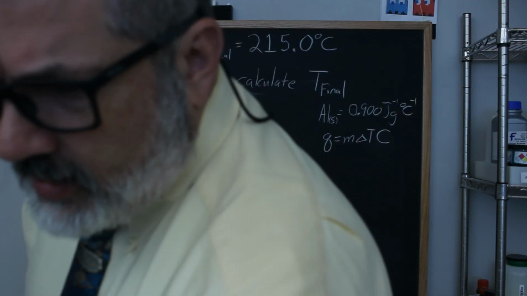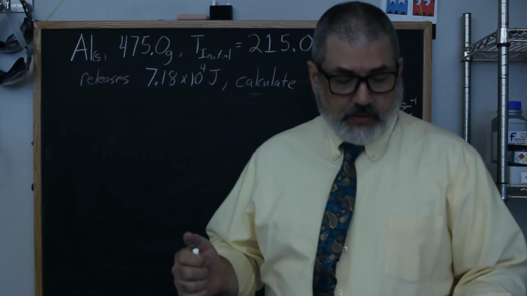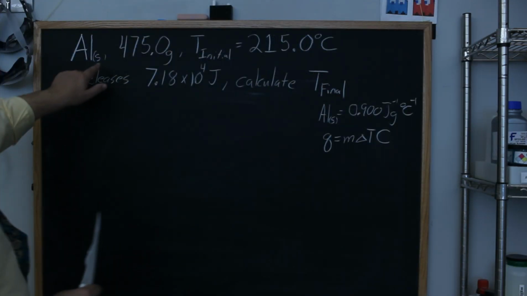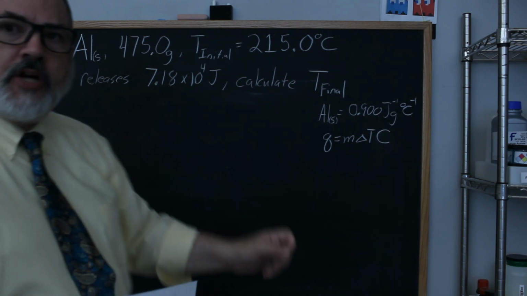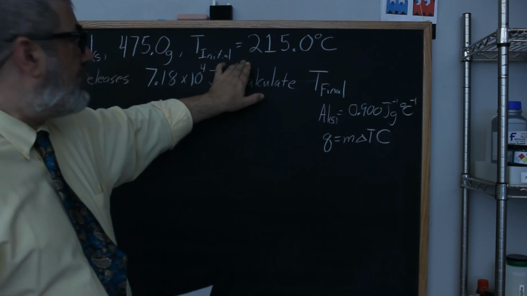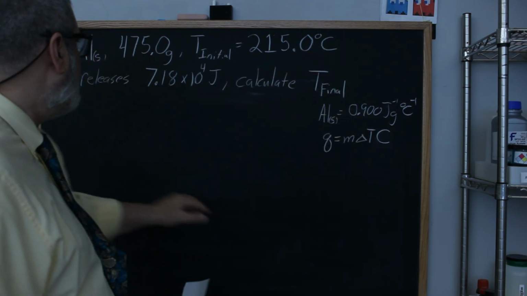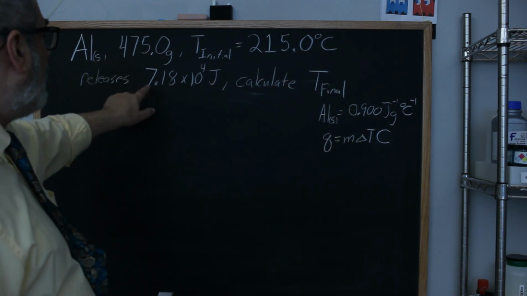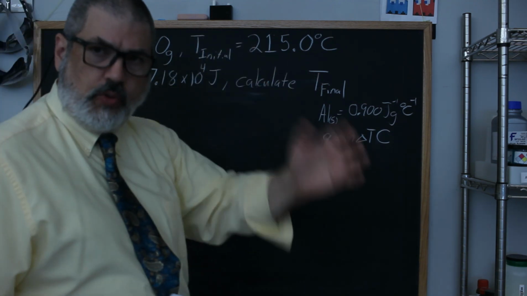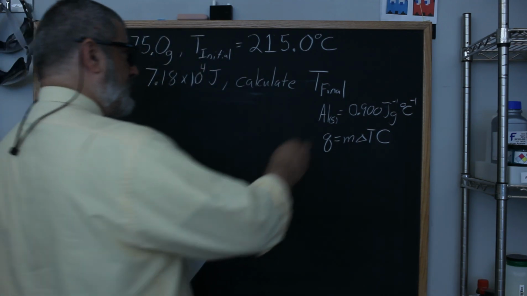Okay. So on quiz number 3, problem 2, we have a block of aluminum that weighs 475 grams. It's at an initial temperature of 215 degrees Celsius. It releases 7.18 times 10 to the 4th joules. And the question is, what's the final temperature?